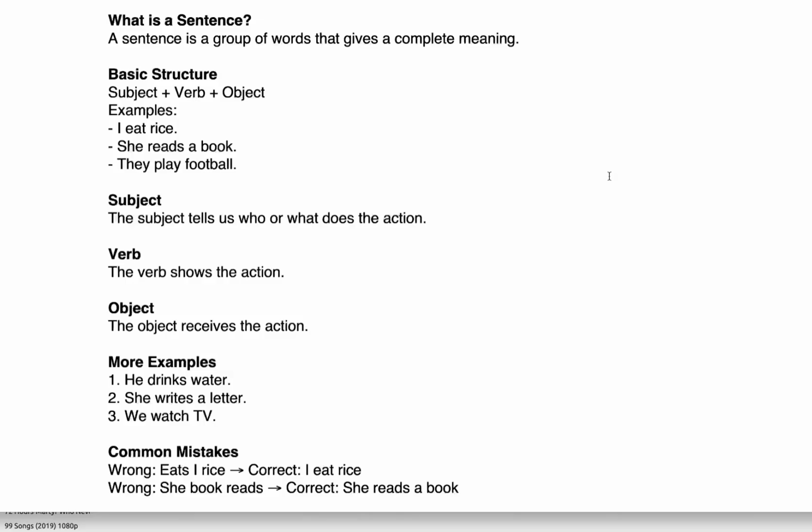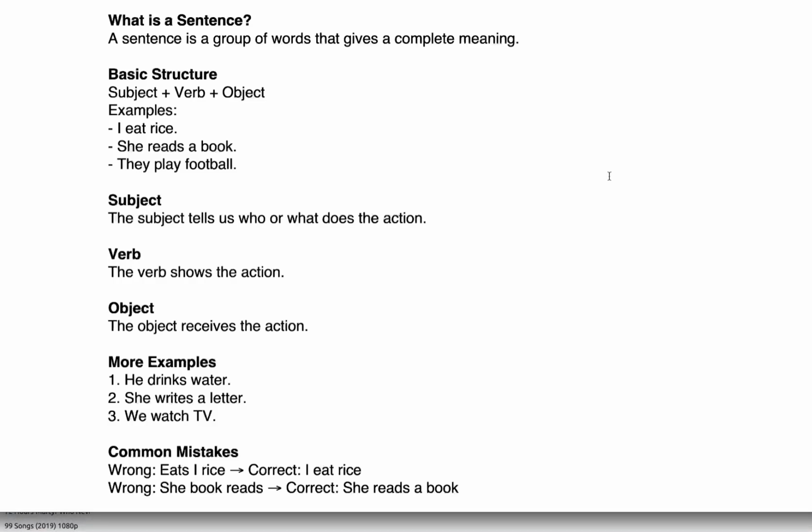First of all, we want to know what a sentence is. A sentence is a group of words that gives a complete meaning. That means some words put together, and if it is something meaningful, then it's called a sentence. Like "I eat rice." It's meaningful. It makes sense.